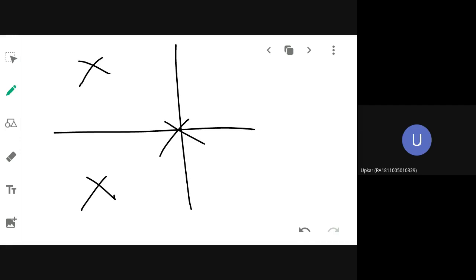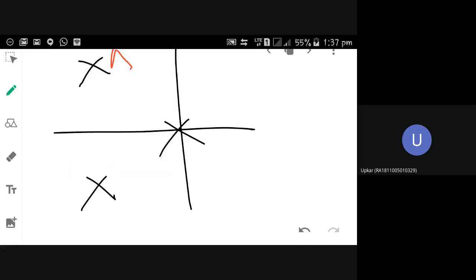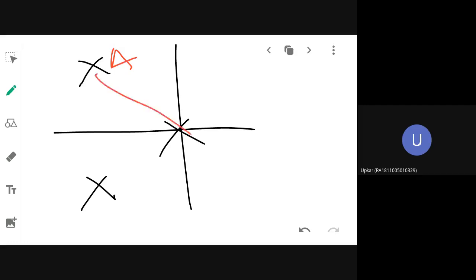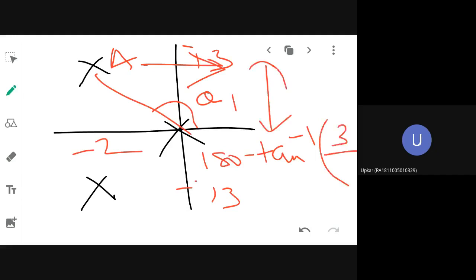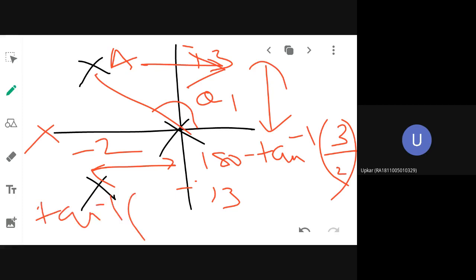Okay, so I need to find out the angle here. So just draw a vector. Now I am trying to find this angle, which is to this side. So the formula is 180 minus tan inverse, where the vertical distance is 3 and the horizontal distance is 2. If it is to this point, you just write tan inverse. That is the procedure.